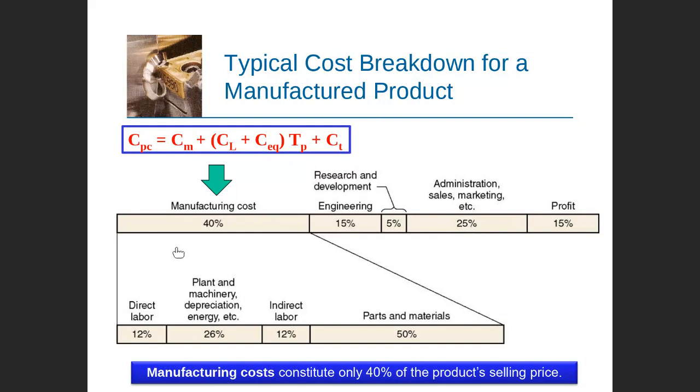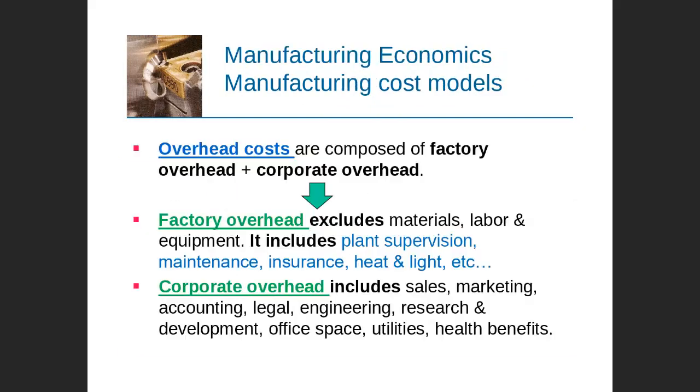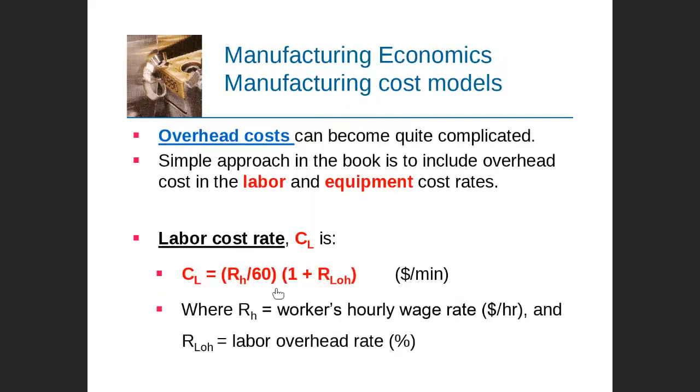So that's why they consider this kind of ratio. So RLOH could be added as a percentage in labor. Equipment, same also. We're going to add the overhead cost as a percentage in equipment.